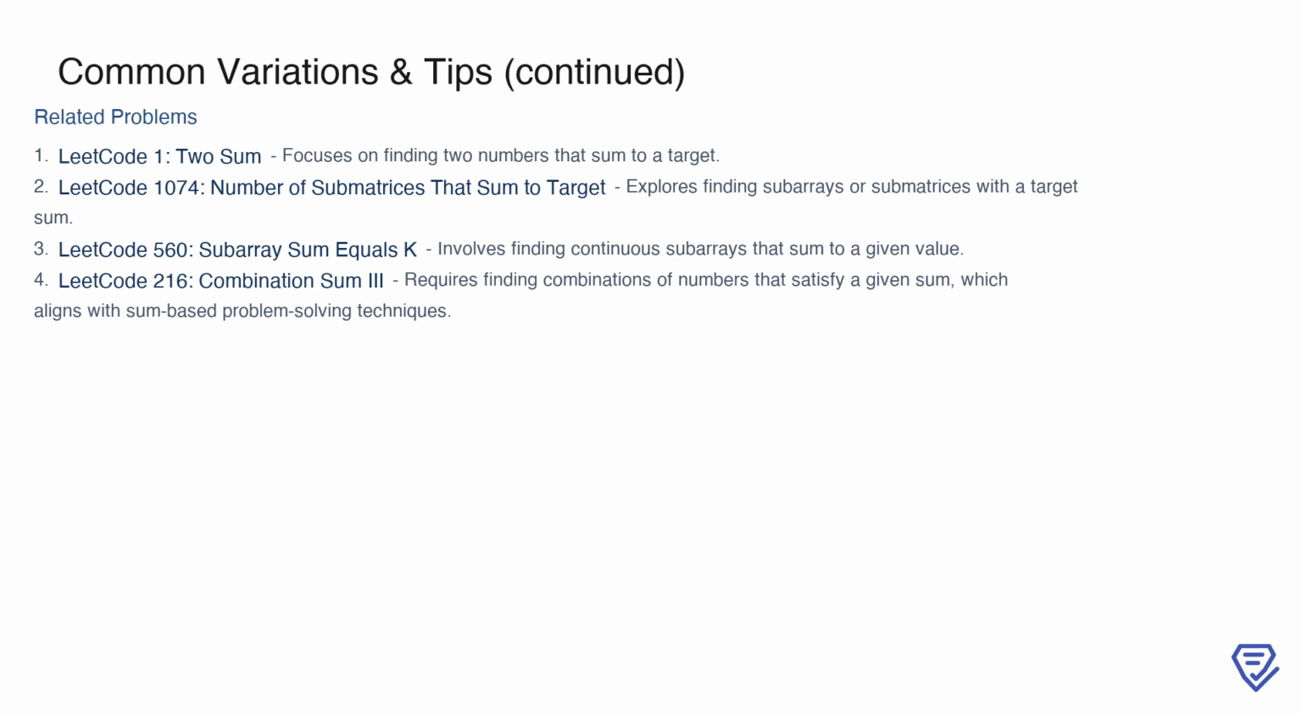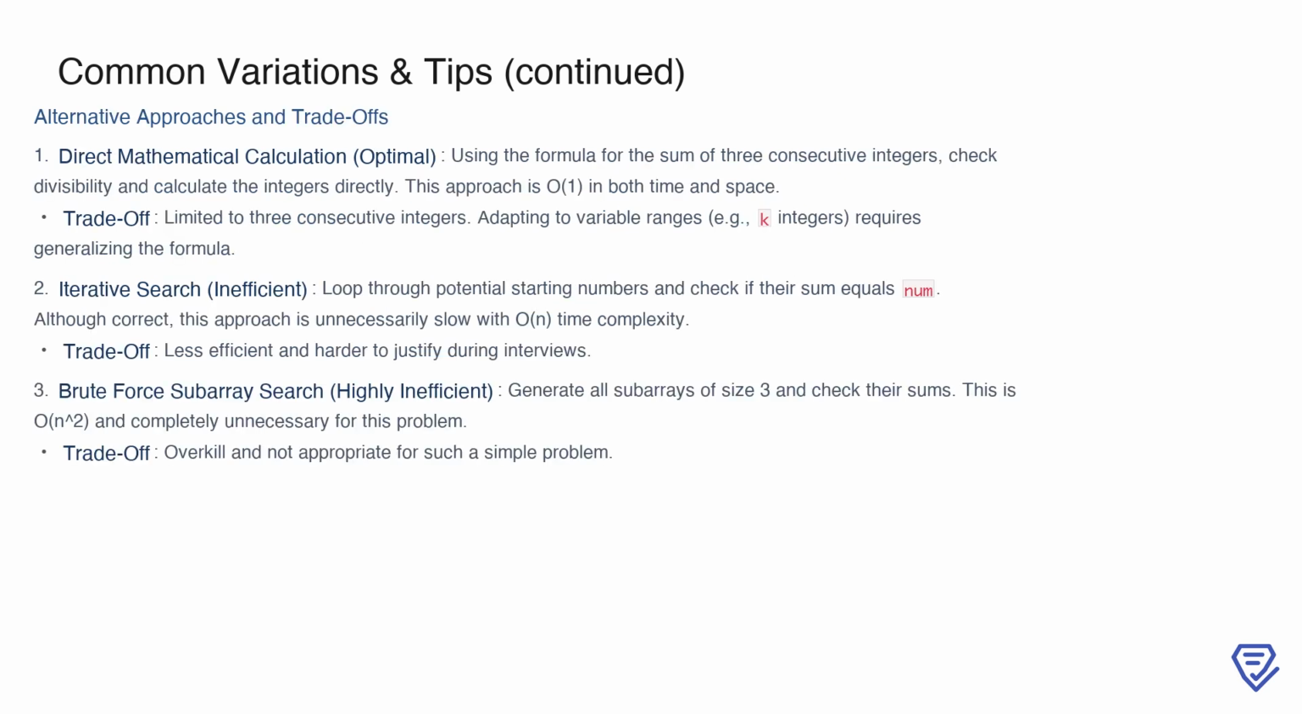Finally, LeetCode problem 216, Combination Sum 3, asks for combinations of numbers that satisfy a target sum, which ties closely to the sum of integers pattern seen here. Exploring these problems can help you build a stronger foundation in solving sum-related challenges and recognizing patterns that emerge across different scenarios. There are several approaches to solving this problem, each with its own trade-offs.